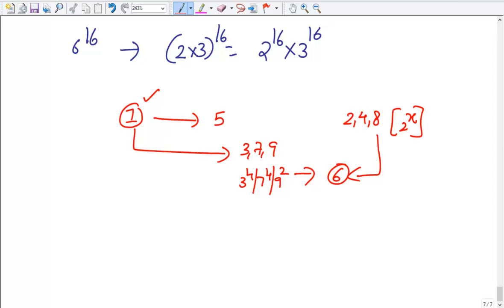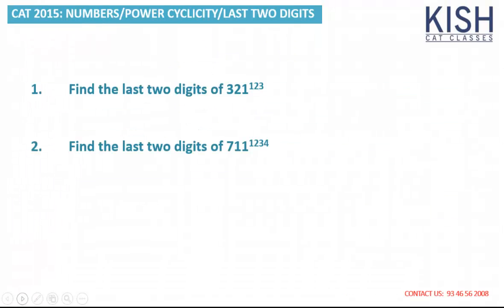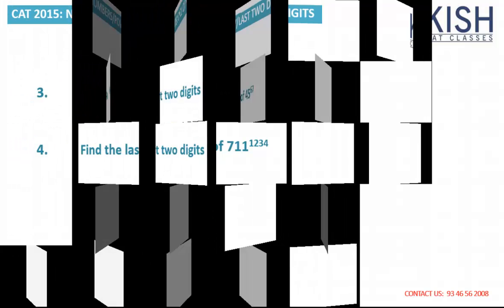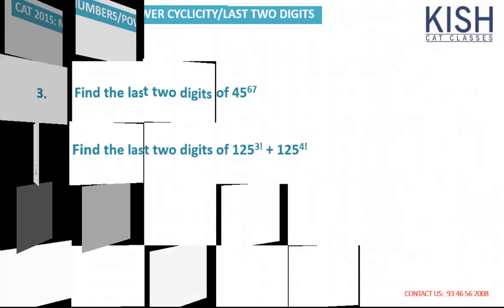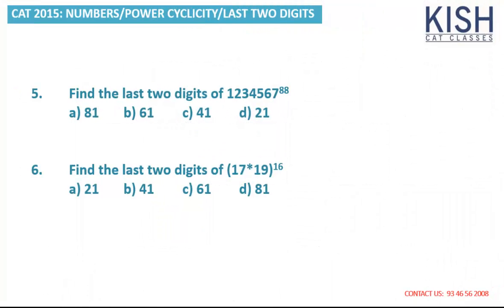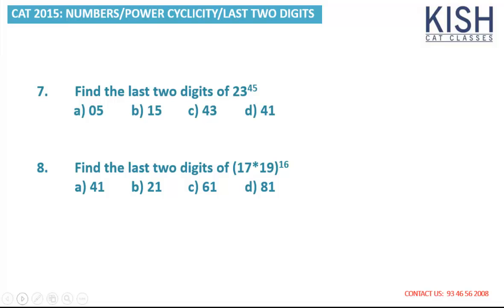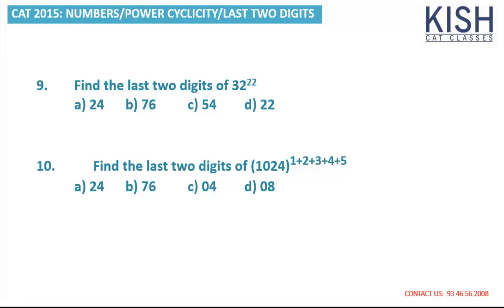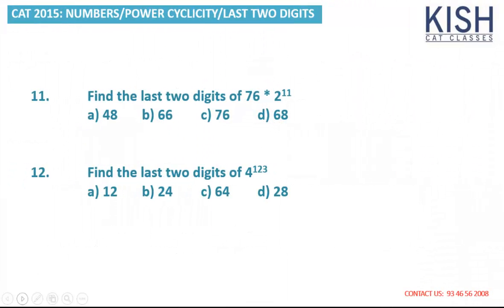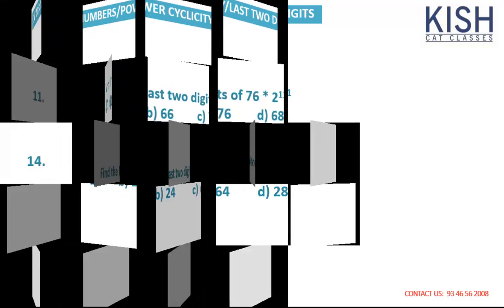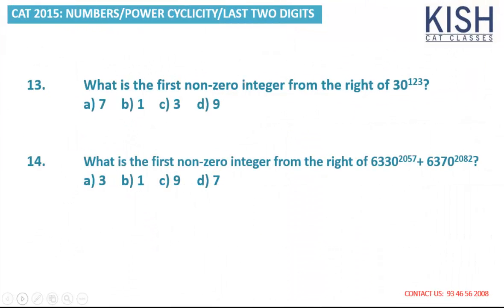That's it. Now in the same video, you can find 14 questions, exactly 14 questions. These are question number 1, 2, where you need to find the last two digits. These are question number 3, 4, question number 5, 6, 7 and 8, question number 9, 10, where you need to find the last two digits. 11, 12, again the last two digits. Now 13 and 14, you just need to find the first non-zero integer from the right of the number. These are the 14 questions.